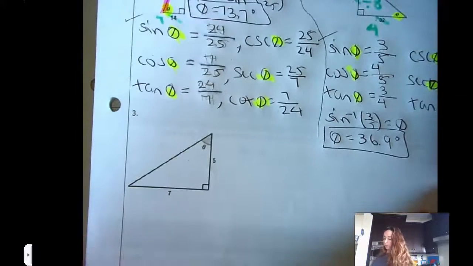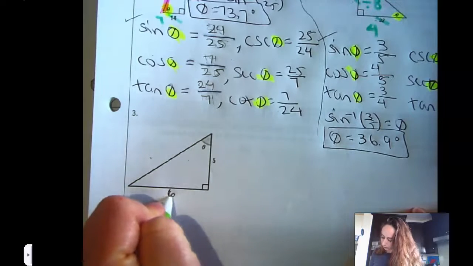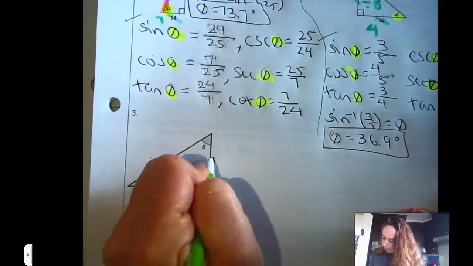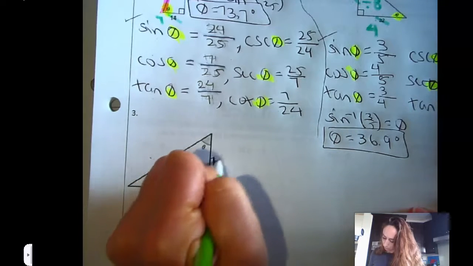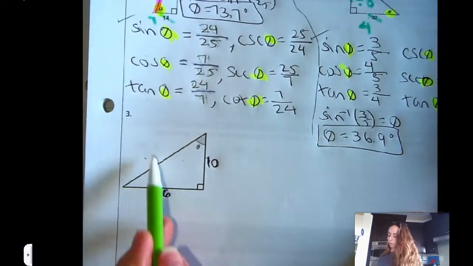What's the problem with this one? I don't have the third side. But not only do I not have the third side, you know what? I'm actually going to make this a 6, and I'm going to make this a 10. So let's change that to 6 and 10, please. Okay. Not only do I not have the third side, well, actually, that's it.